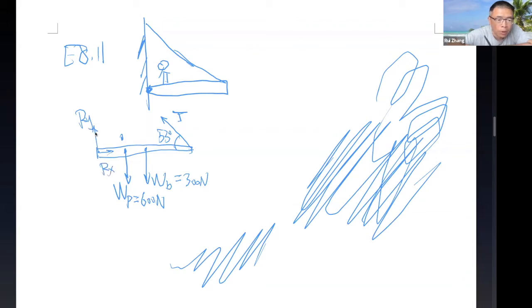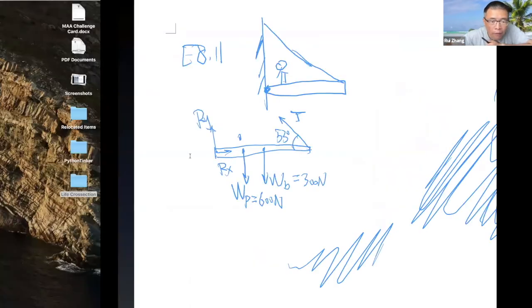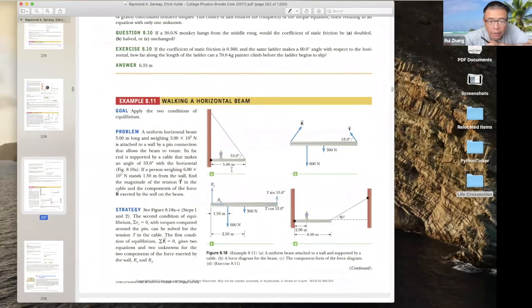In general, any force can have these two components. So we put it in the general case. This is our situation here, and we're given the length of the beam to be 5 meters, and the person is standing at 1.5 meters from the wall.